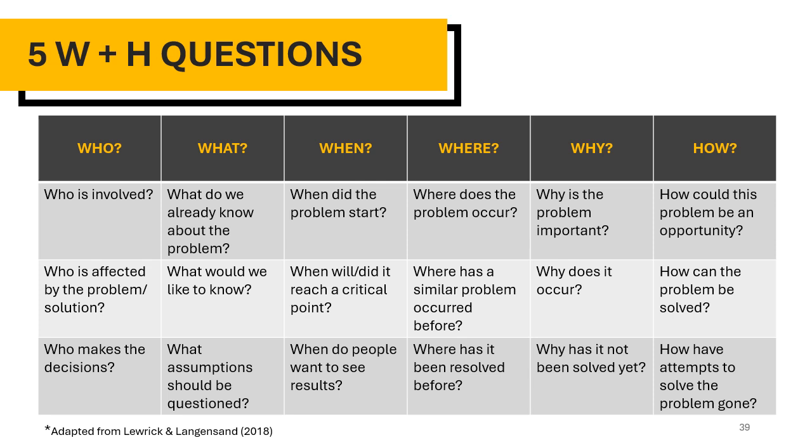Who, what, when, where, why, and how. These are our investigative prompts. This table just provides you with a few examples of how these 5 W and H questions can come up with some really good ways to explore the problem space. So, who is involved? What do we already know about the problem? When did the problem start? Where does the problem occur? Why is the problem important? And how could this problem be solved?